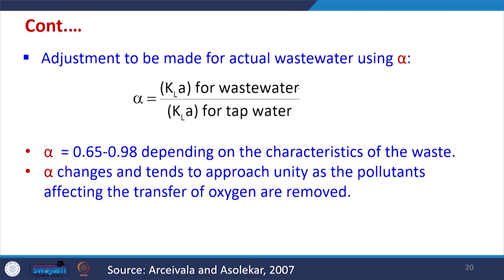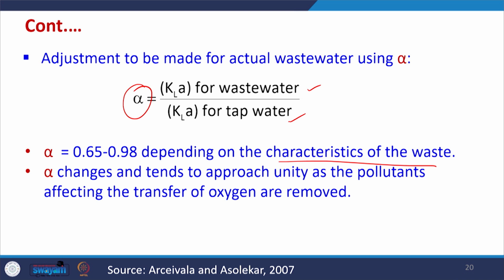Adjustment has to be made for actual wastewater using a parameter like KLa for wastewater divided by KLa for tap water. We use a parameter which is called alpha, and alpha may vary in the range of 0.65 to 0.98 depending upon the characteristics of the waste. Alpha tends to approach unity as the pollutants affecting the oxygen transfer rate are removed. So, with treatment the alpha value goes on increasing.